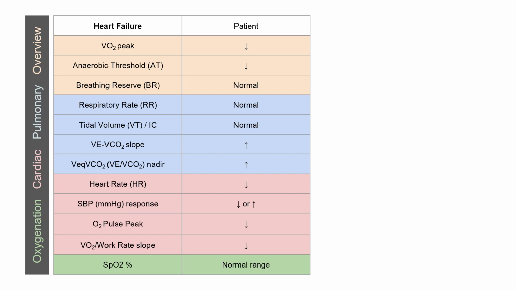Their blood pressure response could go either way, but their O2 pulse should be reduced, and their VO2 work rate slope will also be reduced. In contrast to patients with acute myocardial ischemia during a test, it's a gradual decrease in the VO2 work rate slope as opposed to a sudden decrease. And their SpO2 should be in the normal range. It is possible for them to desaturate, but it is less common.